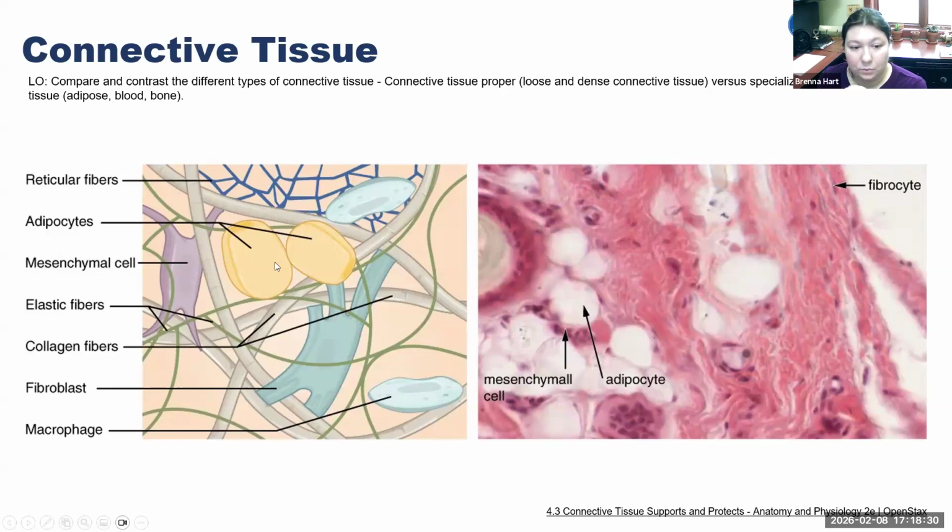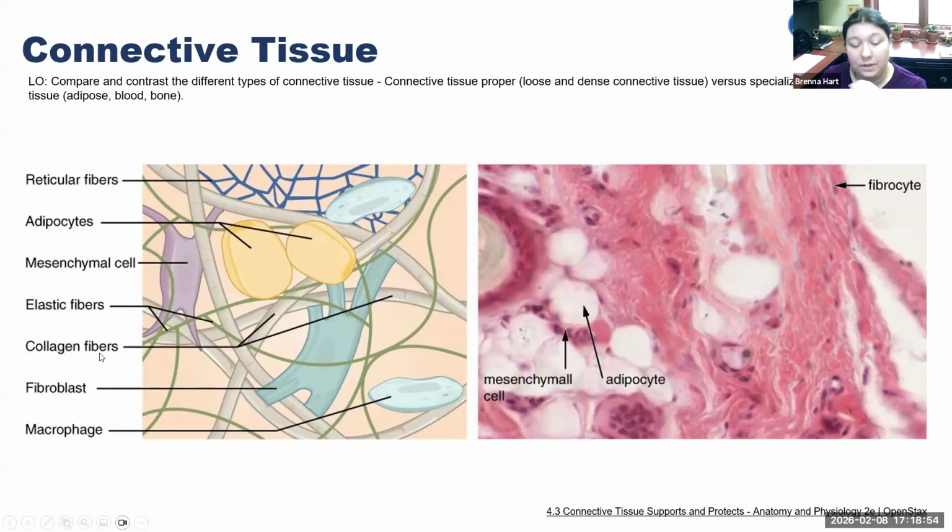Then you have adipocytes, which are fat cells that are storing energy in the form of triglycerides. You have mesenchymal cells, which are adult stem cells that can change into connective tissue. So think of them for repair, regeneration, immune response, things like that. And then we have elastic fibers. These are the fibers that are going to give it tensile strength. That's going to allow it to expand and snap back to its original shape.